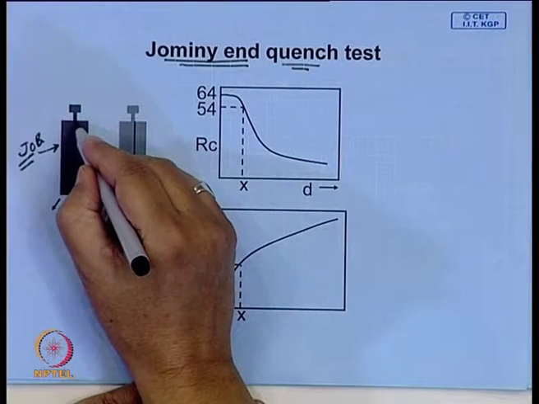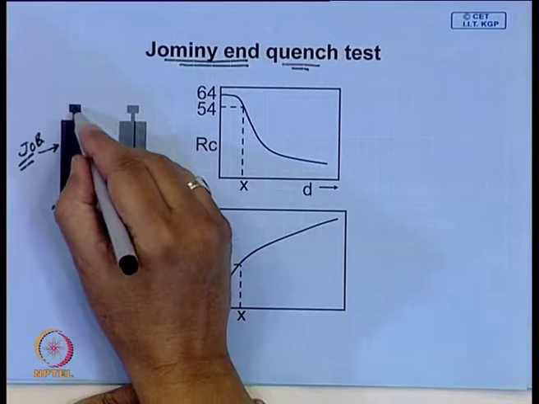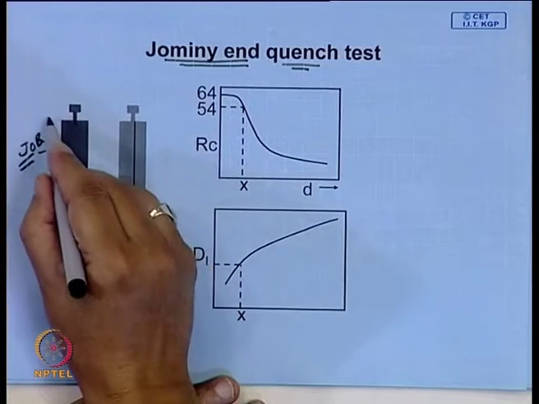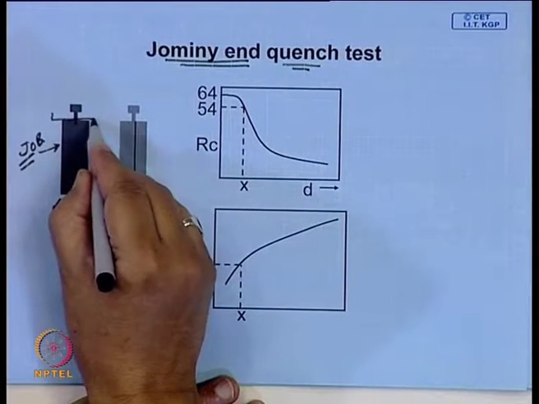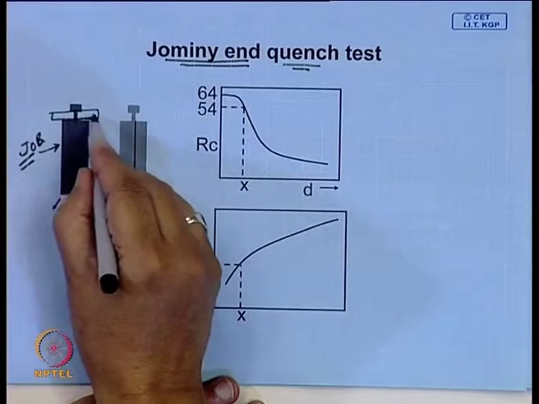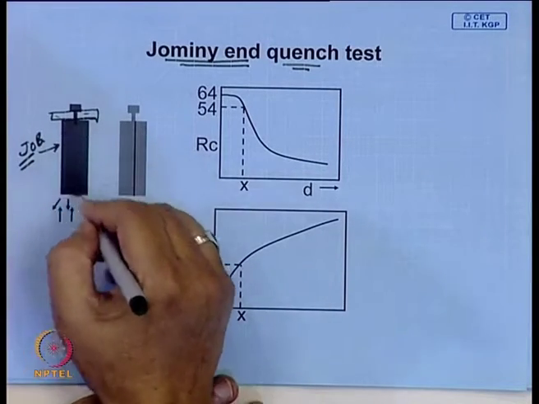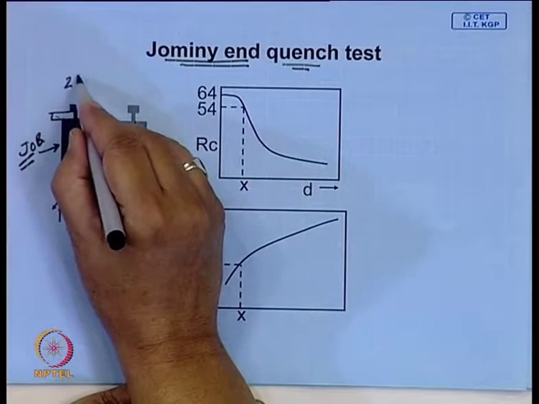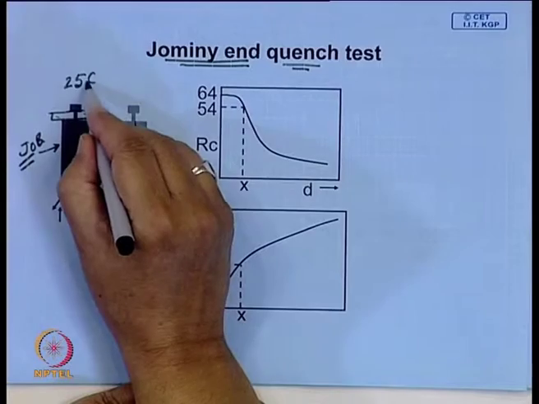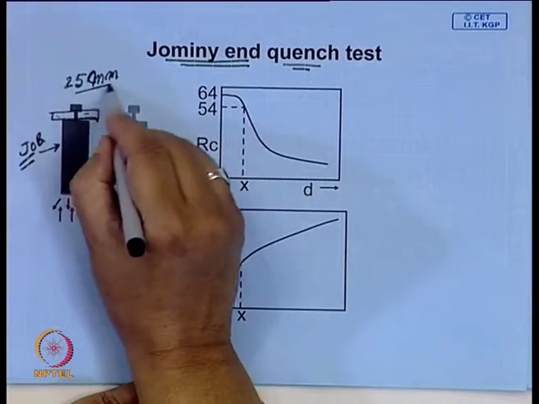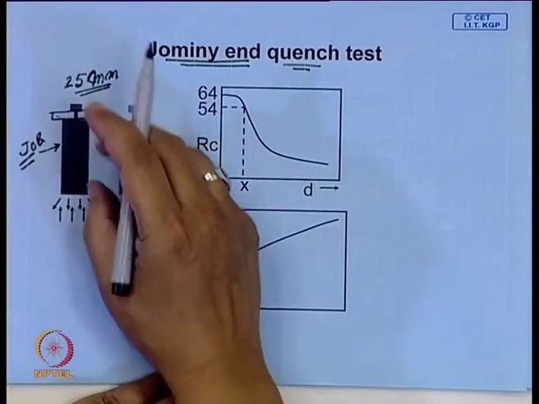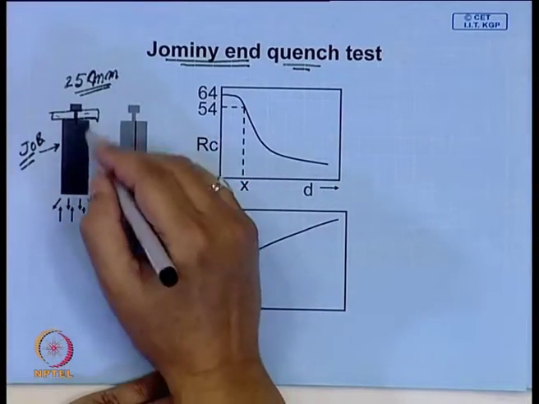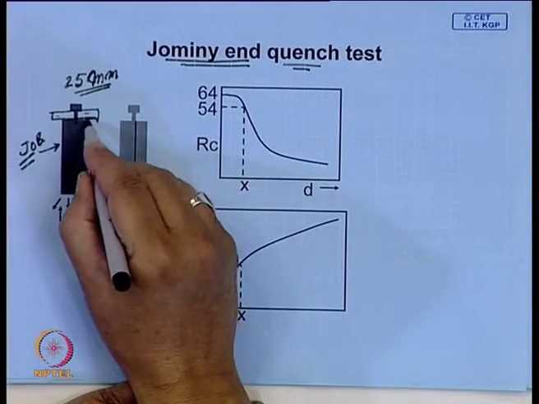There is a provision to fix it on a cooling fixture. This can be a single part also, or sometimes you can have a collar which can be put on a rig. The main part is this, and the diameter is around 25 millimeter, around an inch in diameter. It may be 2.5 inch long, depending on the hardenability that you expect.